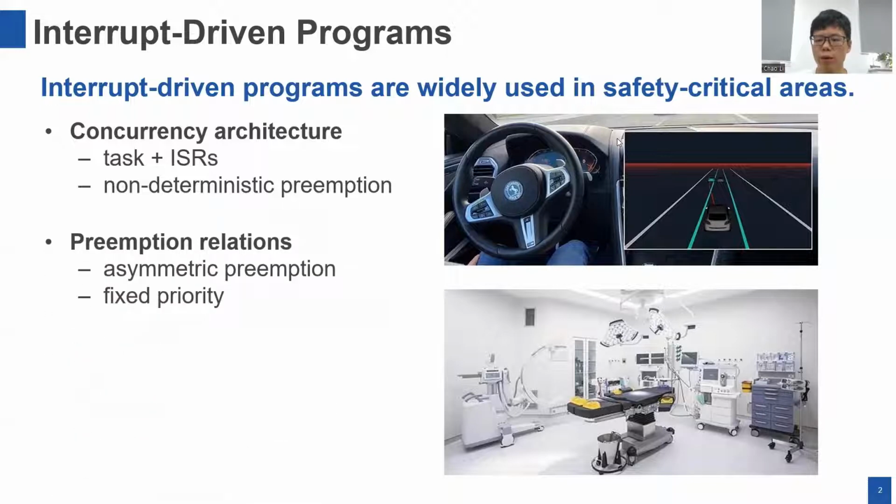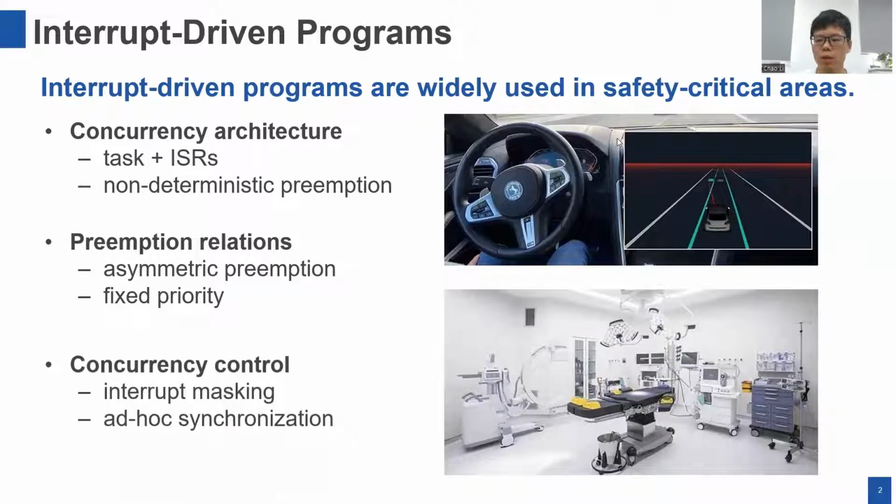The preemption relationship between interrupts is asymmetric, and interrupts are usually scheduled at a fixed priority without being blocked. Interrupt masking is the processor's only concurrency control mechanism for programming. However, interrupt masking will affect the real-time performance of interrupt response. So programs usually adopt ad hoc synchronization mechanisms, such as flag variables, to control data synchronization.